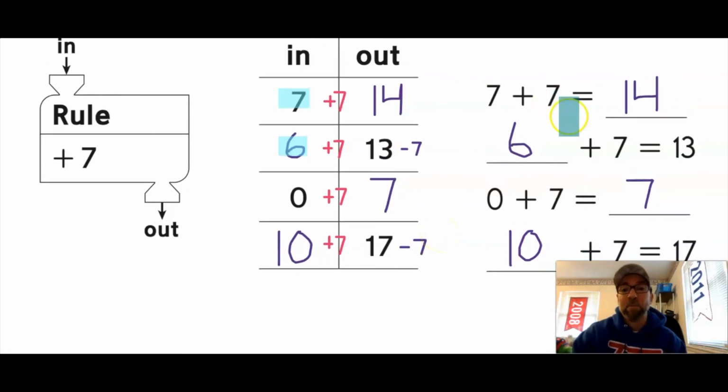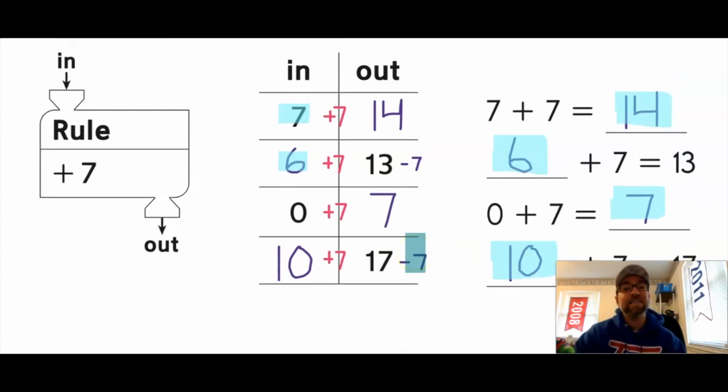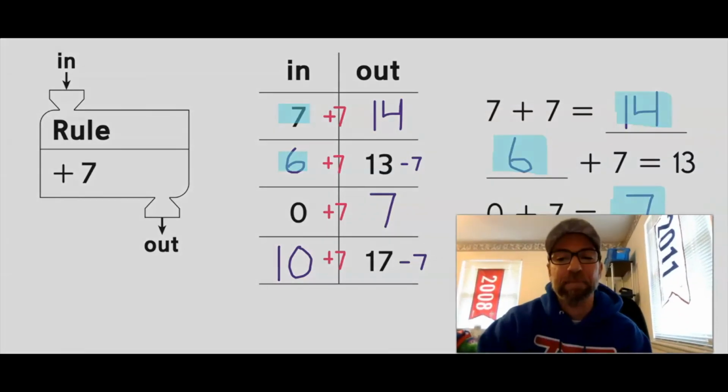Notice for this problem, we were missing the out number, and sometimes we were missing the in number. And because it changed up, that makes this type of problem our most challenging.